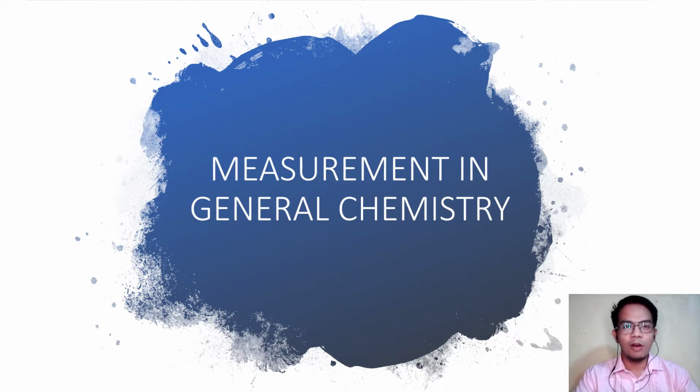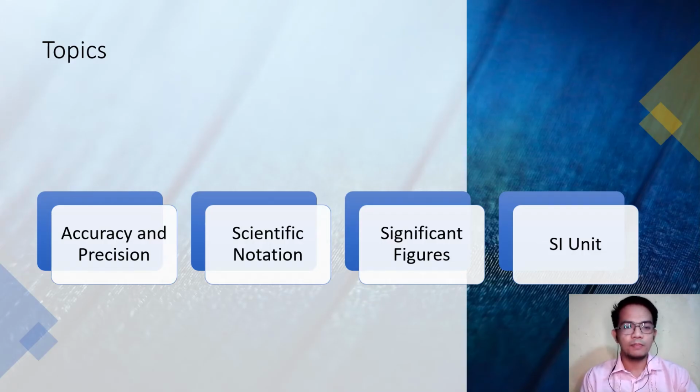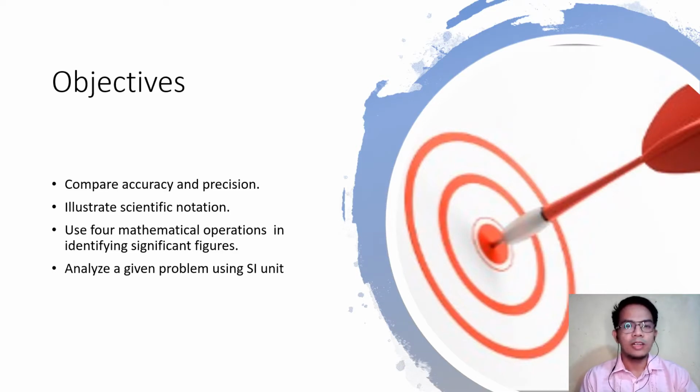So today, I'm going to discuss the measurement we are using in general chemistry, such as accuracy and precision, scientific notation, significant figures, and the standard unit of measurement or the SI unit. After this video, the students are expected to compare accuracy and precision, illustrate scientific notation, use four mathematical operations in identifying significant figures, and analyze a given problem using SI unit.